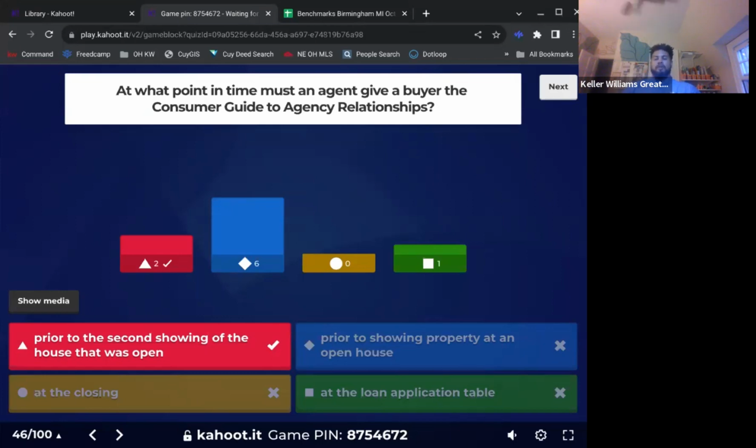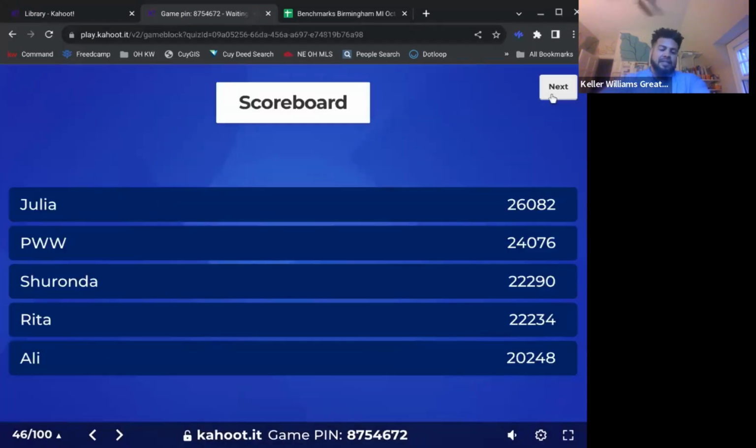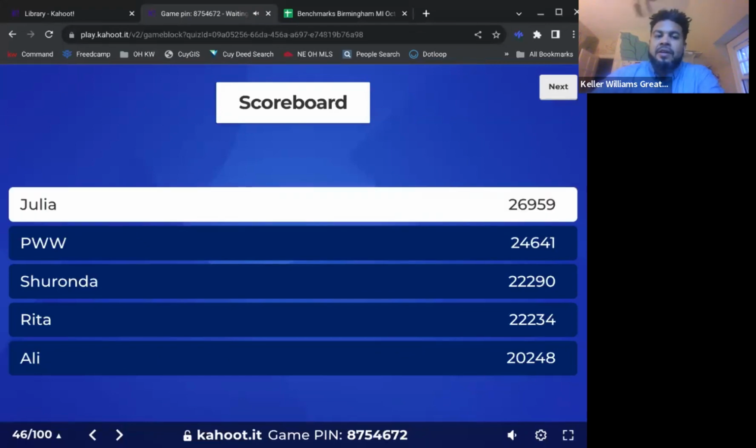So first showing of an open house, nope. Second showing, absolutely. And if in the first showing they start to reveal confidential information, you would need to let them know that you were acting as seller subagent and that they should not tell you those things. And then you should give them a consumer guide to agency relationship. So first substantive contact is how they word that.